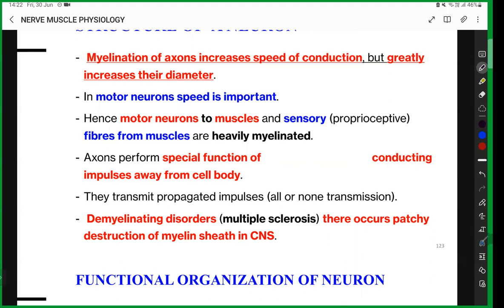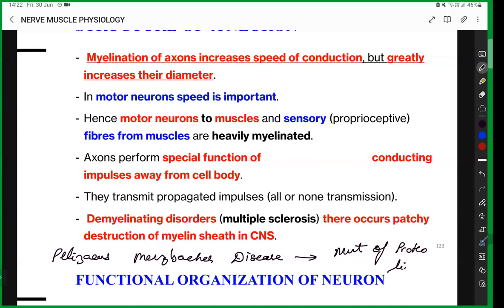Similarly, you have proteolipids. When there is a problem with these proteolipids, a mutation, it leads to Pelizaeus-Merzbacher's disease. Remember? This is due to mutation of the proteolipid protein. Remember? So then comes the peripheral myelin protein.